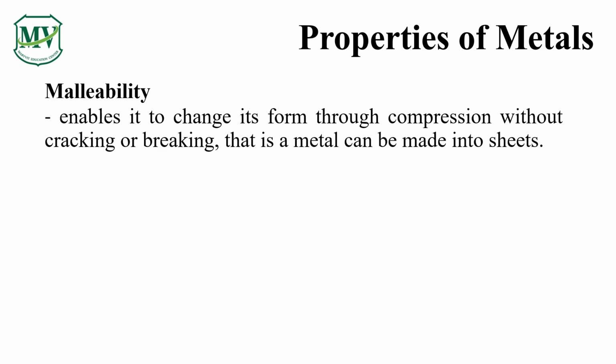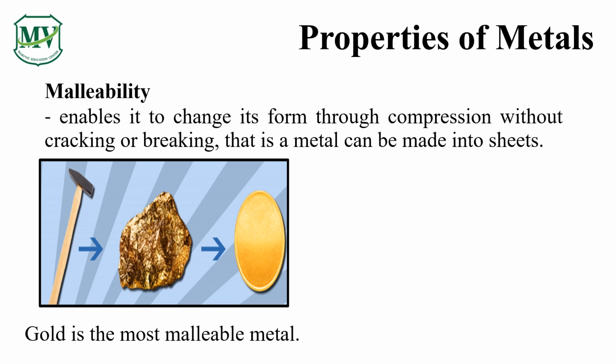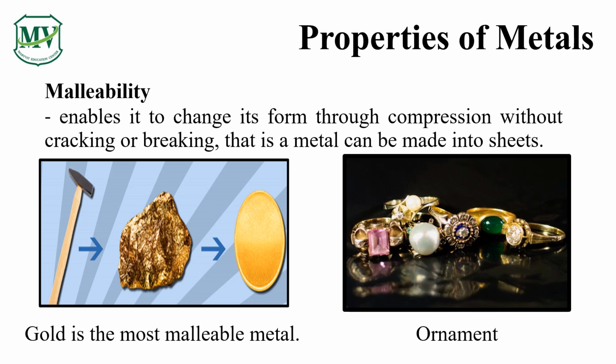Do you know what metals can be hammered into sheets as they are malleable? Right. Metals can be pounded into sheets as they are malleable. For example, gold. Did you know that gold is the most malleable metal? Yes, gold is the most malleable metal. In fact, a solid gold sheet can be made into an ornament.